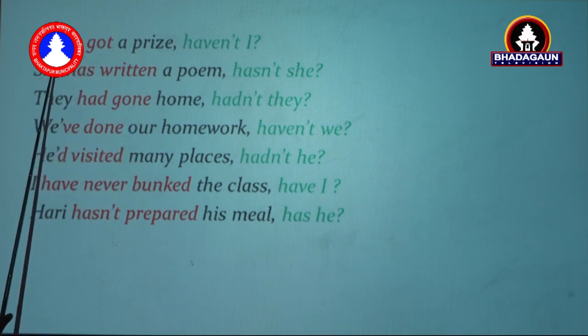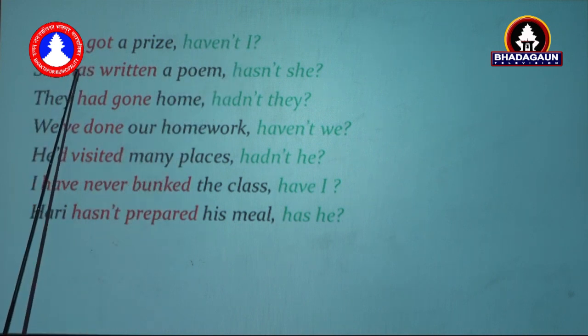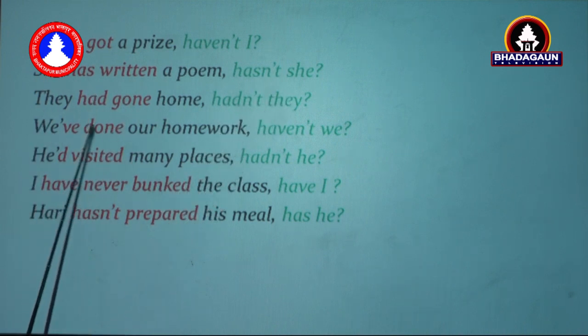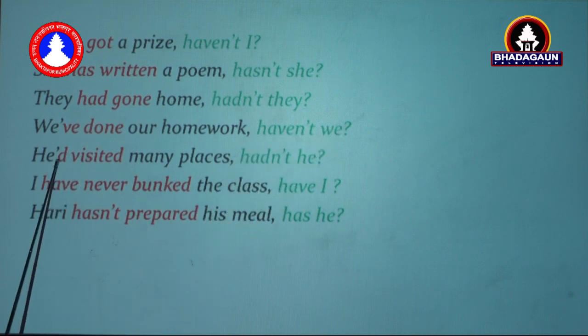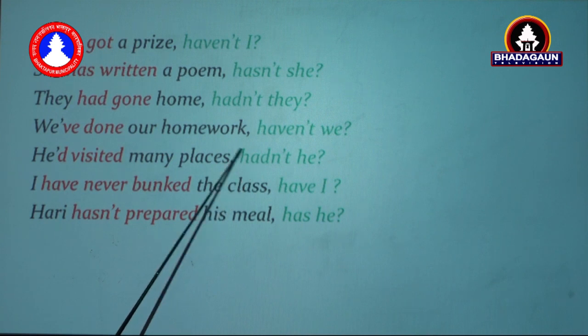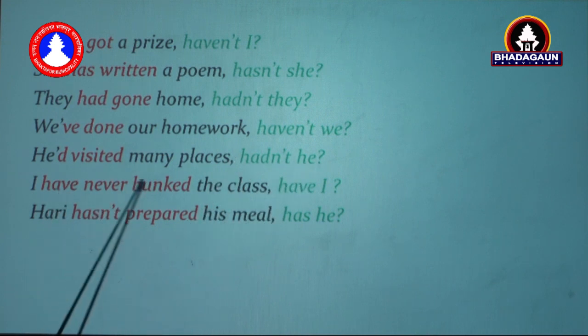So the statement is positive, the tag is negative. Haven't I? Has, hasn't. Had, hadn't. Apostrophe ve means have, haven't we. Apostrophe d, then verb 3, this is considered had, that we have just discussed. Hadn't he?